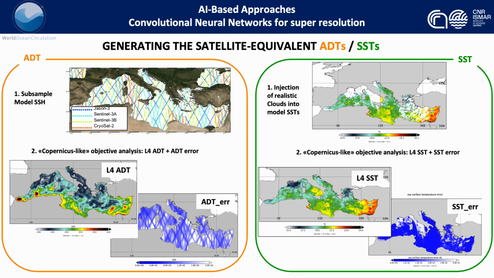The satellite equivalent ADT and SSTs were generated starting from the model outputs. For ADT, subsampling the model surface height as a constellation of 4 radar altimeters. For SST, injecting realistic clouds in the model-derived sea surface temperature, and then reconstructing the satellite equivalent level 4 fields, including the formal mapping error for both quantities, via objective analysis.